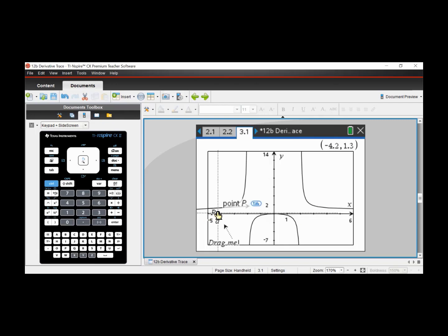Here's another one. This time, I'm going to have a problem trying to get my A. My P is right on top of my A. I must have left this kind of weird the last time I used it. I don't know if I can grab A. I can't grab point A.